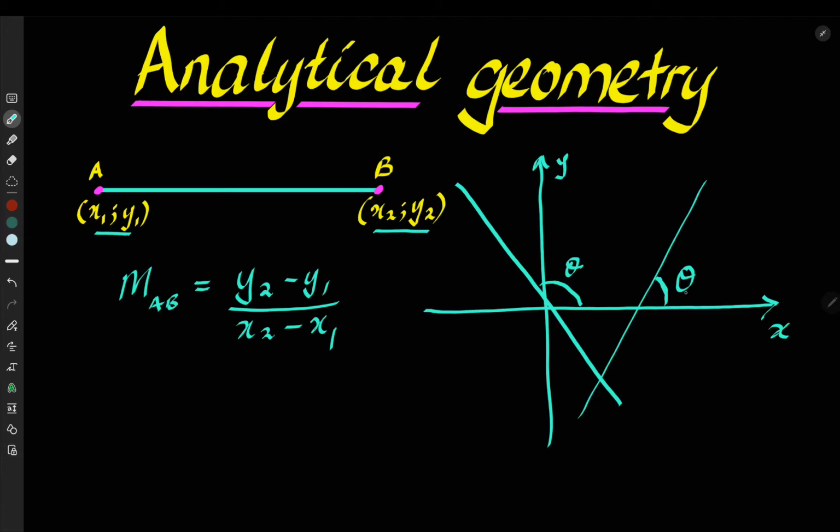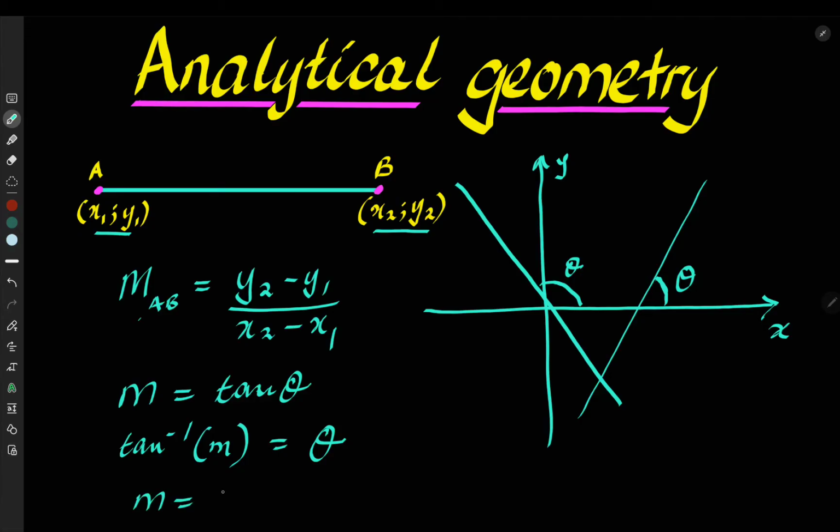To calculate the angle theta, the gradient m is always equal to tan theta. So once you have your gradient, you can say tan inverse of m, and that gives you the inclination angle. Also, if you only have the theta angle, you can determine the gradient: m will be equal to tan theta. That is what you do.